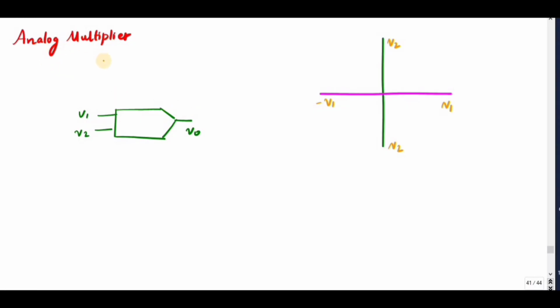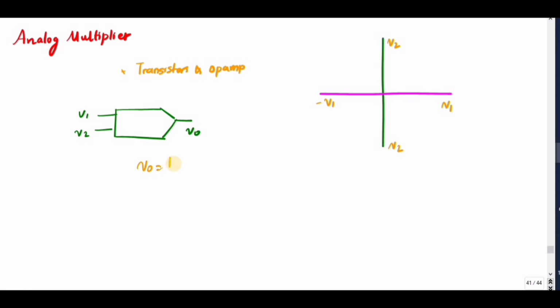So this is the second part of the video regarding analog multipliers. This is the symbol of an analog multiplier, and we know that it can be constructed using a transistor and with the help of an op-amp.